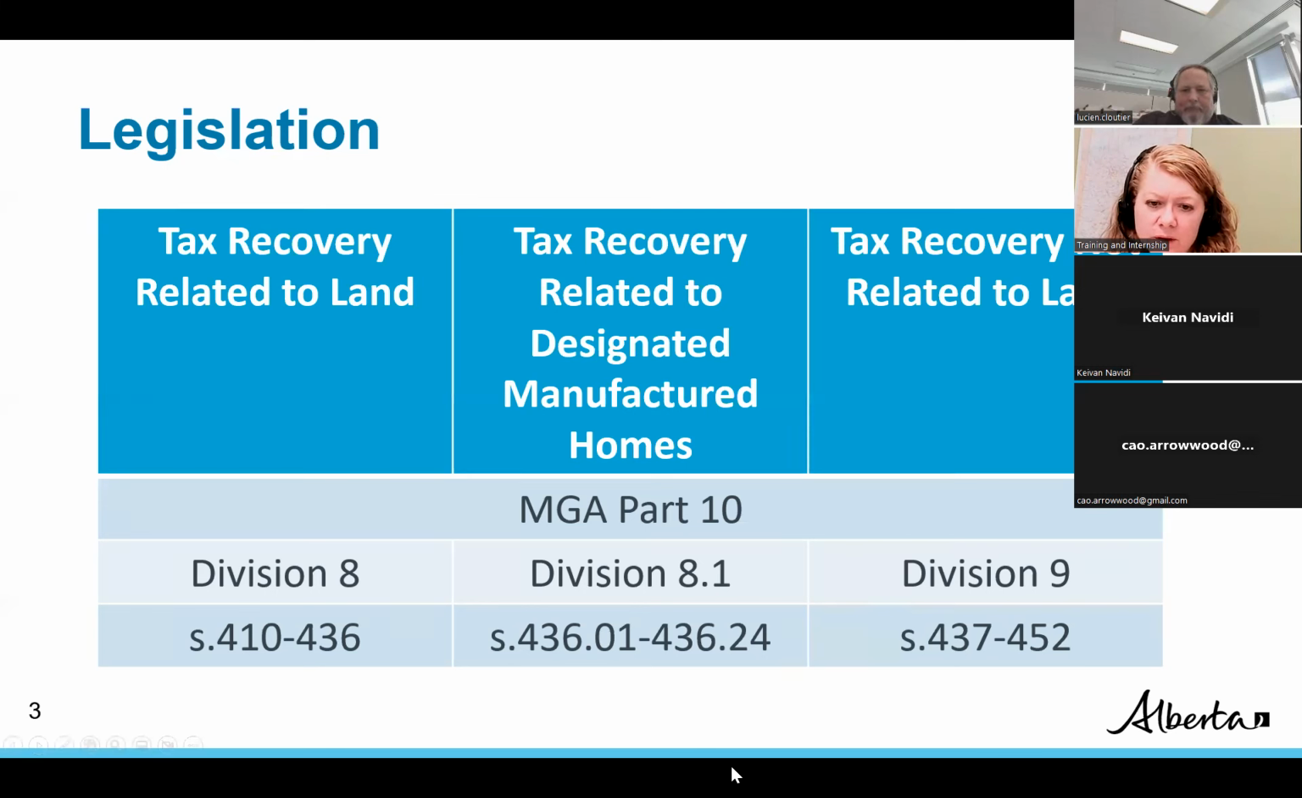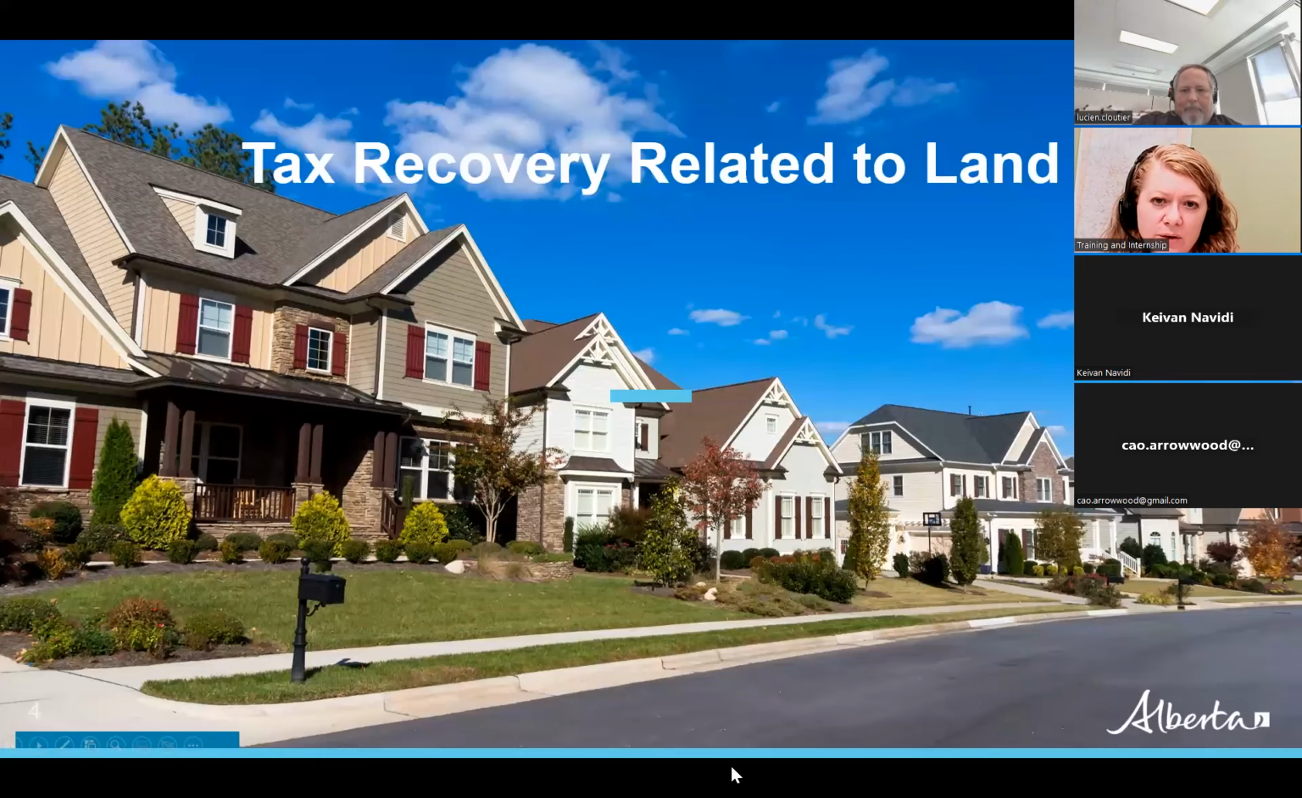All right, if there's no questions so far, we will go into the first method, which is tax recovery related to land.